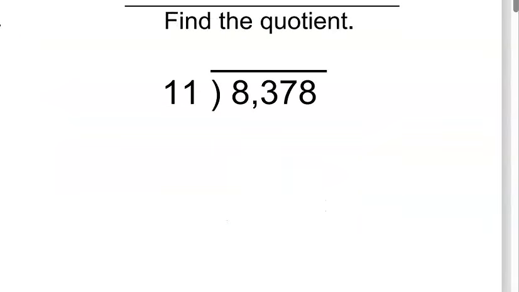Okay, now we find the quotient. Okay, so 11 is not too hard to work with. It's really close to 10, and 10 is a number that we're all really familiar with. So how many times does 11 go in 8? Well, obviously it can't. How many times can 11 go into 83? Well, it can't go into it 8 times because it's going to be 88. So it's going to have to be 7 times. So we're going to put a 7 here, which gives us 77.